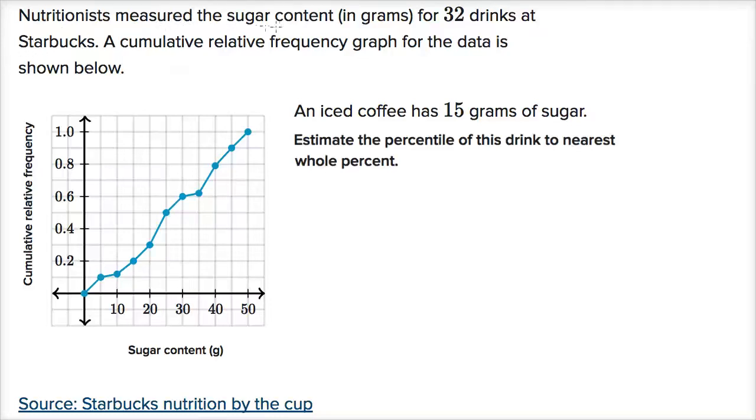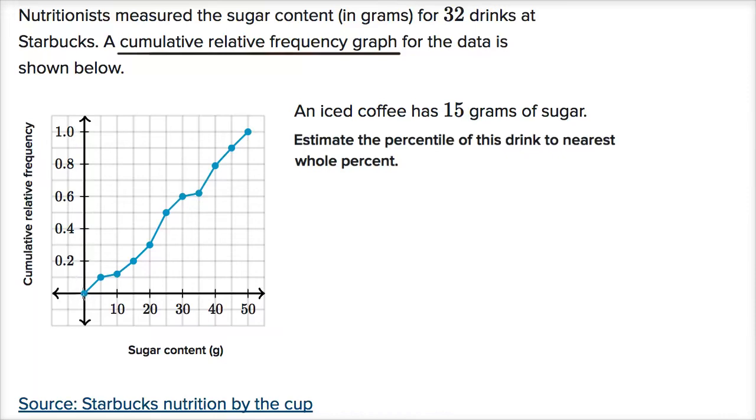Nutritionists measured the sugar content in grams for 32 drinks at Starbucks. A cumulative relative frequency graph for the data is shown below. So on the horizontal axis they have different amounts of sugar in grams, and then we have the cumulative relative frequency. Let's make sure we understand how to read this.